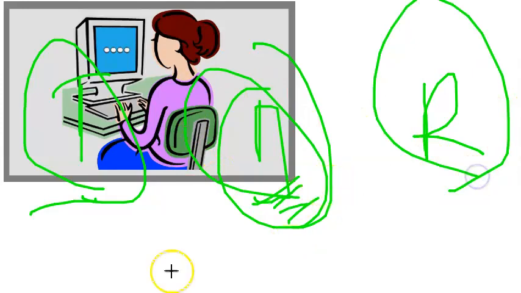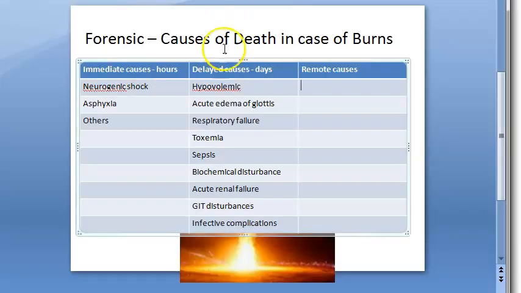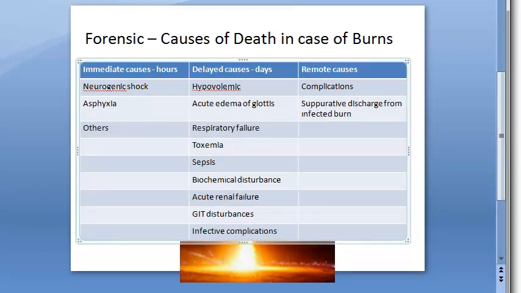Then coming to remote causes. They have mentioned complications like anorexia, hematemesis, indigestion, respiratory complications, melena. Interesting. Then suppurative discharge from infected burn areas. Isn't this the same as the sepsis we saw? These last for weeks or months. So basically they are saying weeks or months after that, they will die because of complications.